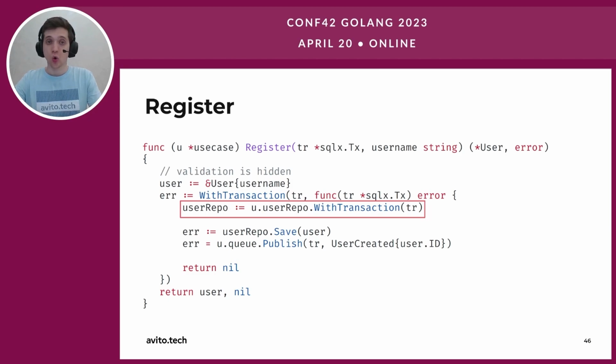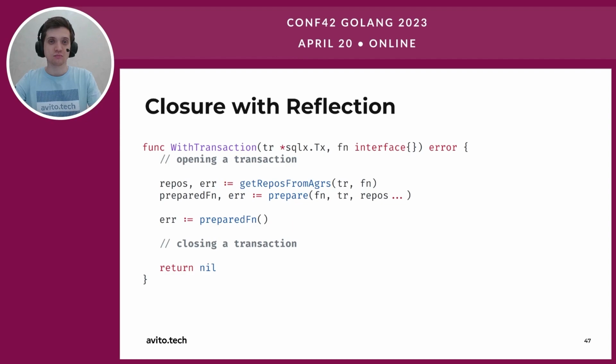Is that better than it was? Unfortunately, no. We add a time dependency: we must call repository methods only after the factory method, and I don't think it's cool. Could we use reflection in this case to remove the time dependency?